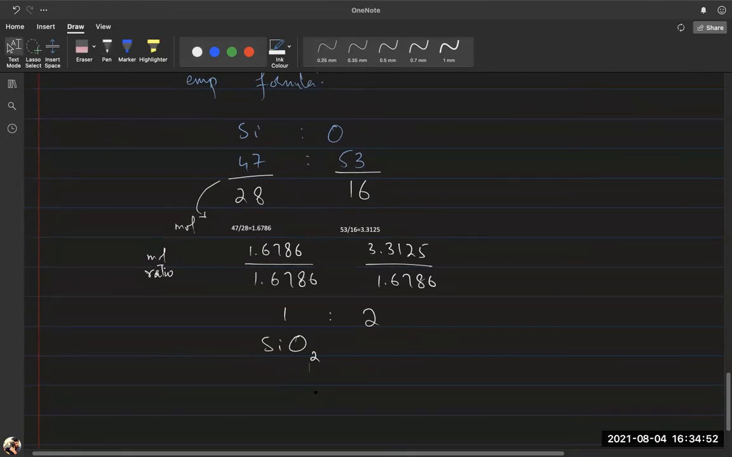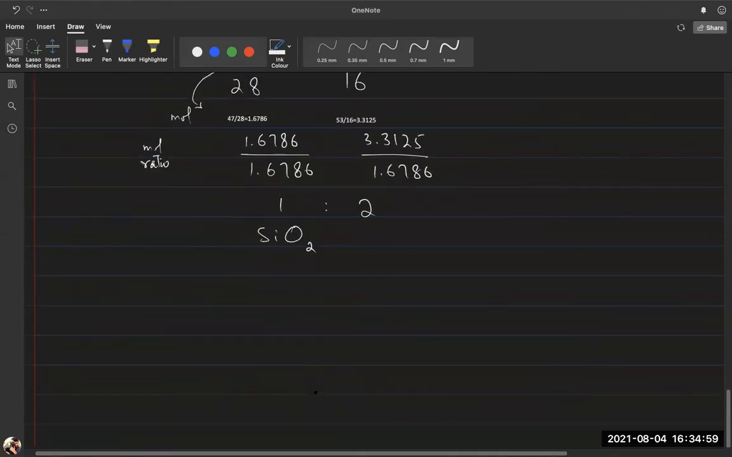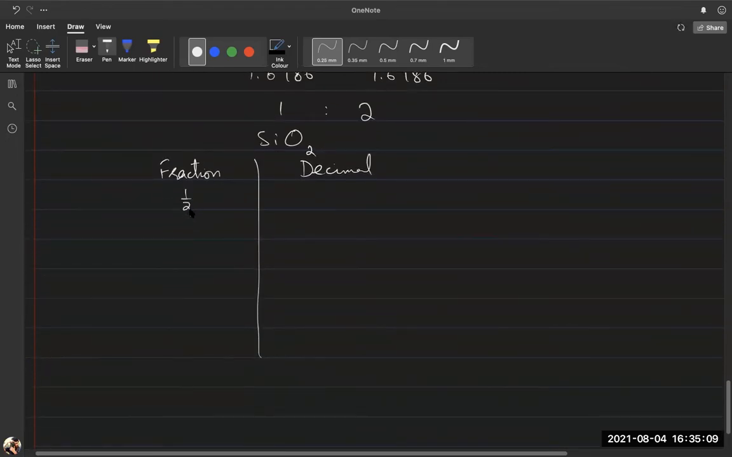That's my empirical formula. Now, sometimes you don't get answers that are straightforward like that. So for that, you have to memorize a few fractions, with their decimal approximations. So if you get 1 by 2, then that is 0.5. So if you get 0.5, that's 1 by 2. That's pretty straightforward. Similarly, if you get 3 by 2, that is 1.5. If you get 5 by 2, that is 2.5. If you get 7 by 2, that is 3.5.